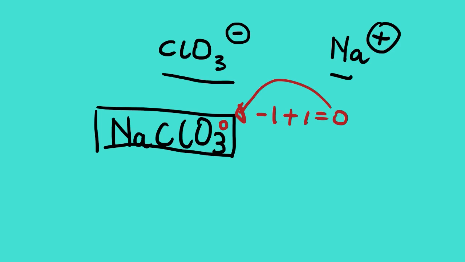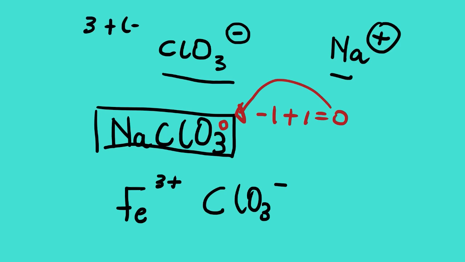Now let us look at an example whereby we are bonding an element which has more than 1 as the oxidation number. Iron 3, we are going to react it with chlorate. Now in this case, we can use the crossover, or we can use the mathematical approach. As you can see, mathematically 3 plus negative 1 will give us 2.